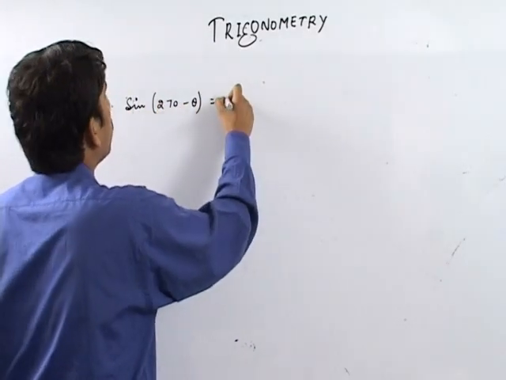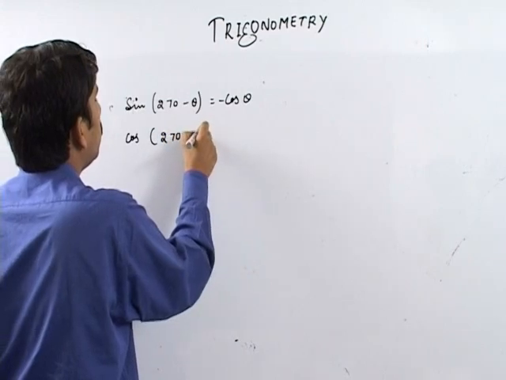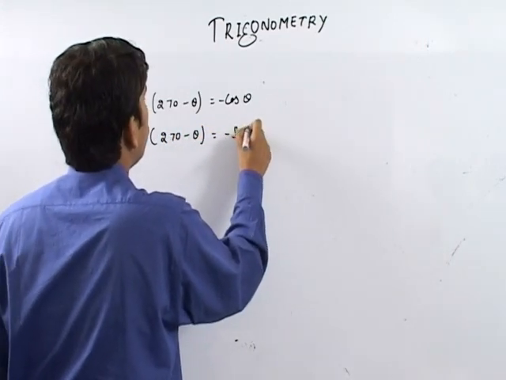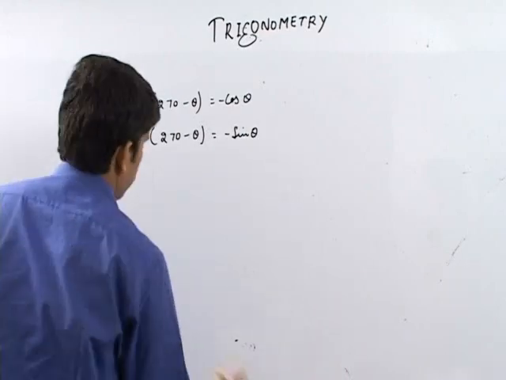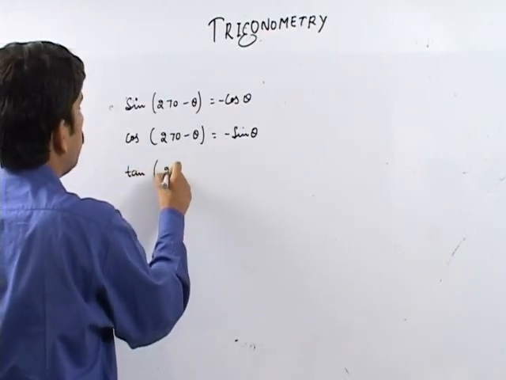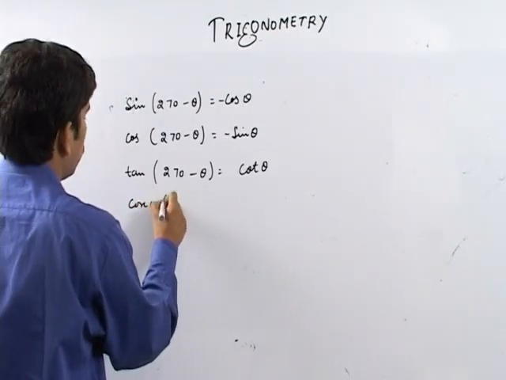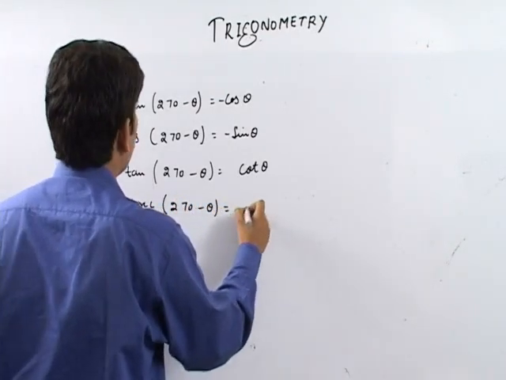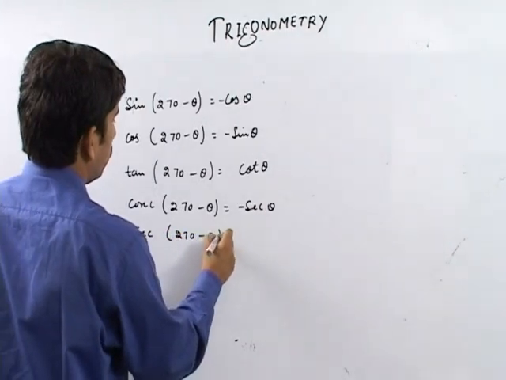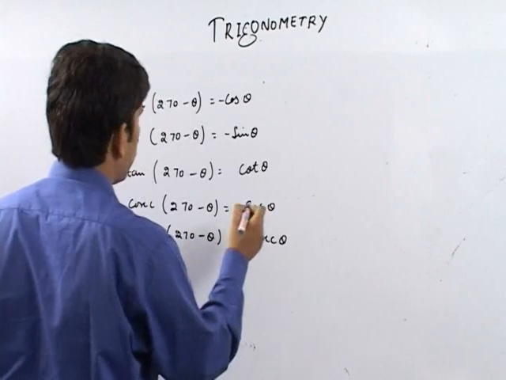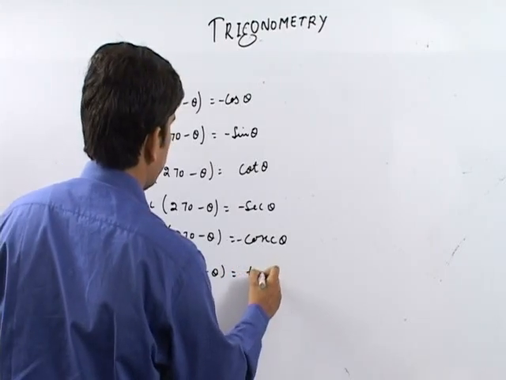So sine of 270 minus theta will become minus cos of theta, and cos of 270 minus theta will be equal to minus sine theta, tan of 270 minus theta will be equal to cot theta, cosecant of 270 minus theta is equal to secant theta with negative sign, secant of 270 minus theta is equal to cosecant theta again with negative sign, and then cot of 270 minus theta is equal to tan theta.